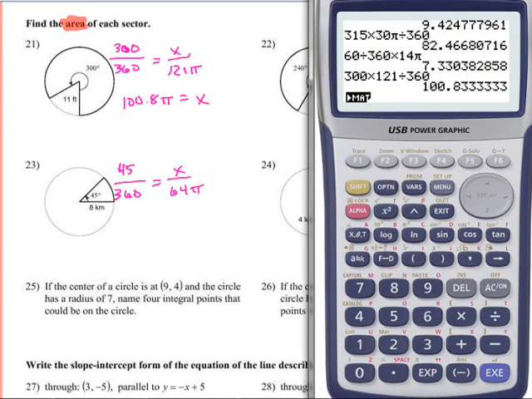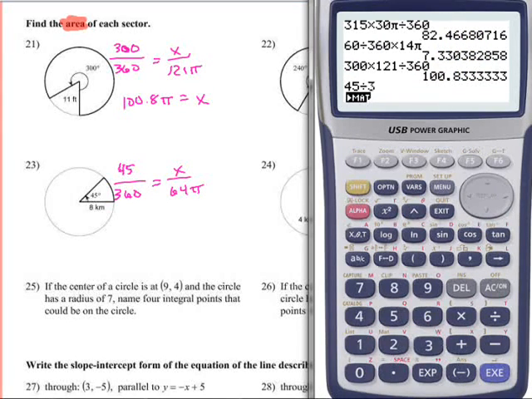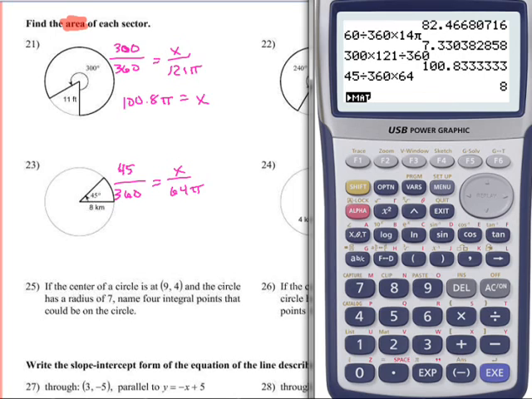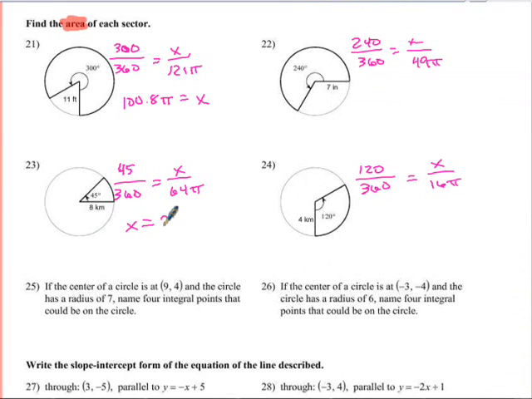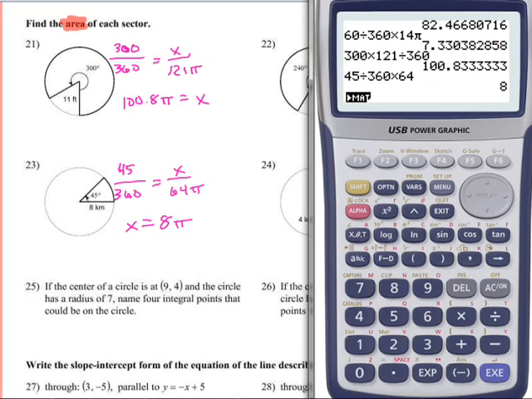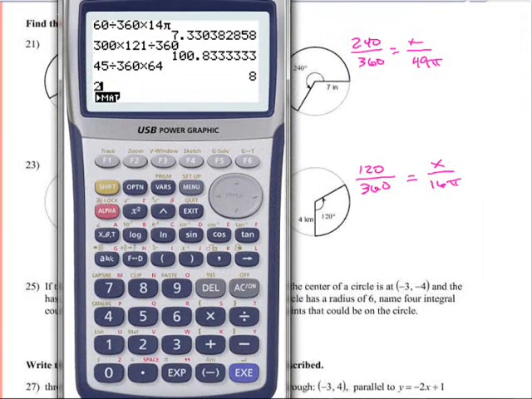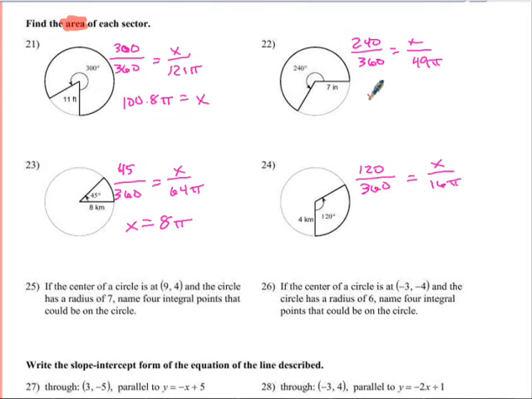Let's do another one. 45 divided by 360 times 64 is 8 pi. Over here, 240 times 49 divided by 360, that's 32.7 pi.